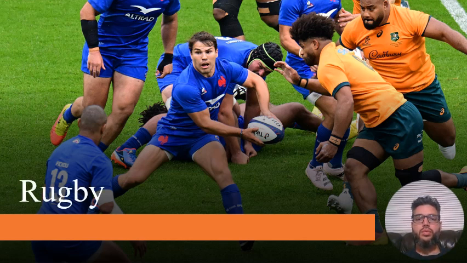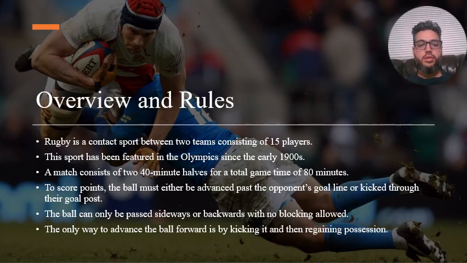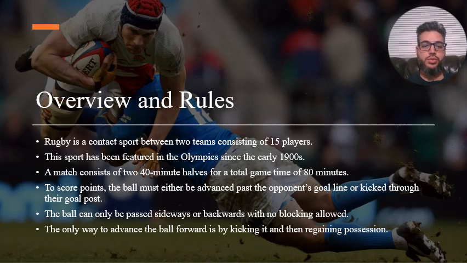I'll be going over my presentation for my first sport analysis on rugby. So just to talk a little bit about the overview and the rules, it's a contact sport between two teams consisting of 15 people on each side. It is a sport that's been featured in the Olympics since the early 1900s.